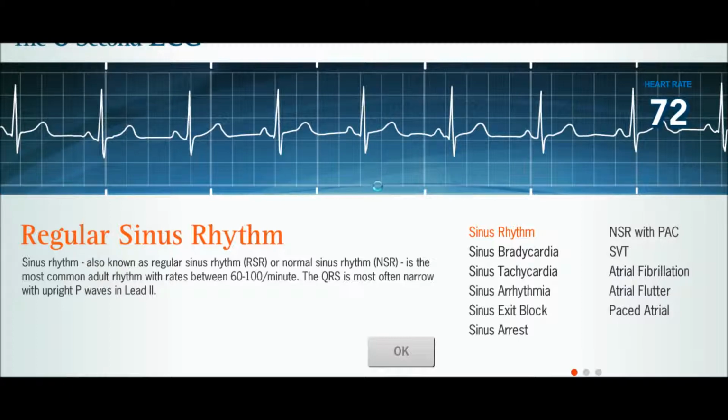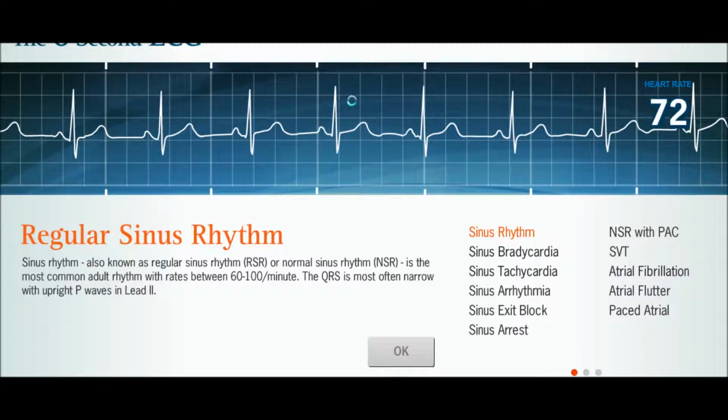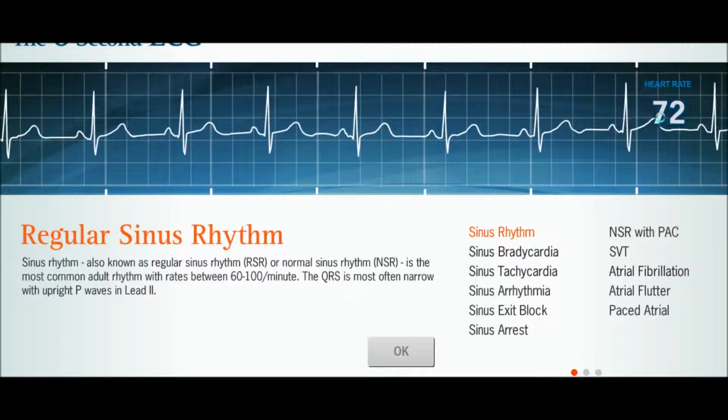You can also use these little squares to calculate the heart rate. To do that, you want to go from a QRS to QRS and you count each square. So we're going to go 300, 150, 100, 75. So this is a little under 75, and we see up here that this is at 72.